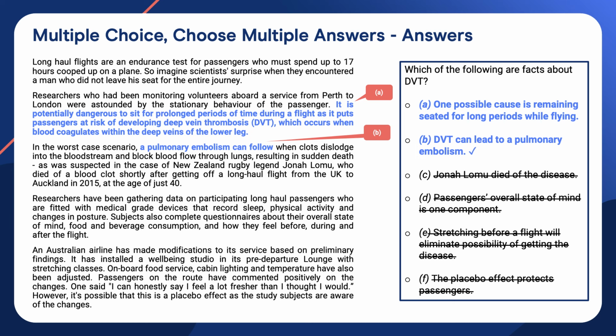It says, DVT can lead to a pulmonary embolism. Well, pulmonary embolism is a great key word or phrase that you can use to match to some part of the text. And if you look carefully, you can see it mentioned in the second paragraph. It says, a pulmonary embolism can follow, and the answer option said, DVT can lead to a pulmonary embolism.